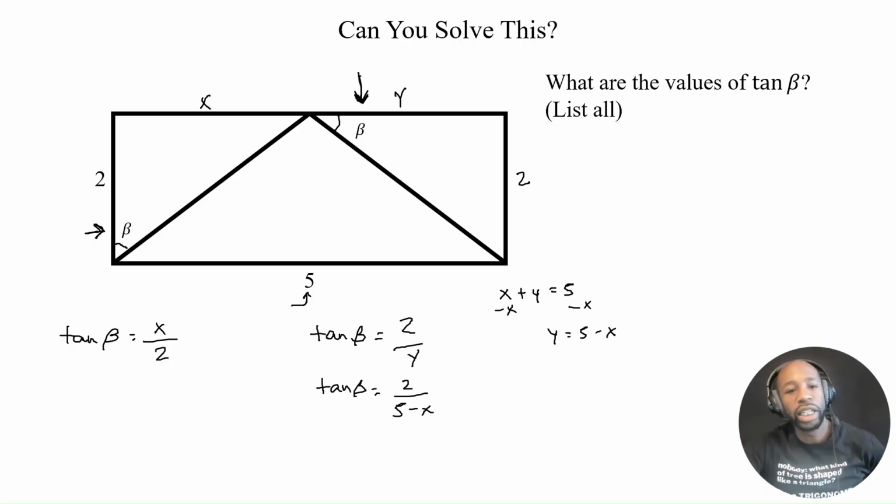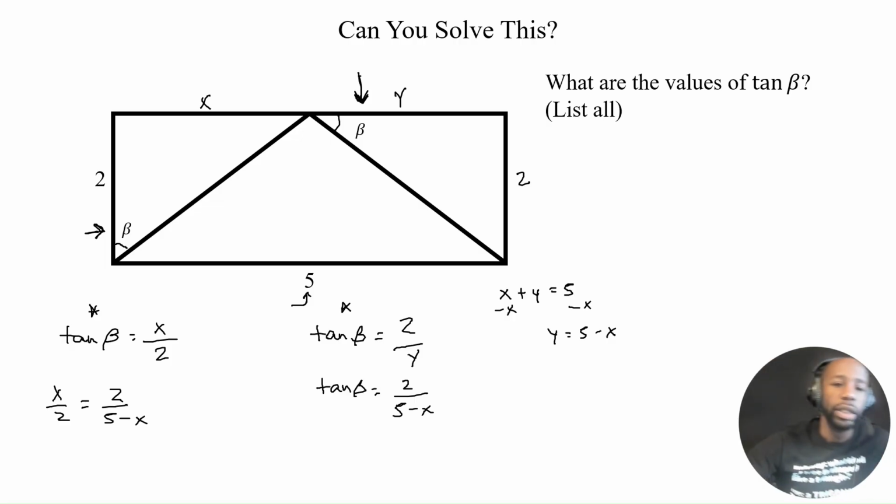And so since tangent beta, I'm going to set these equal to each other. I want to have them in terms of the same variable so that I can actually find values, if that makes sense. All right, so now I'm going to set tangent beta equal to tangent beta. So in other words, x over 2 should be equal to 2 over 5 minus x, right? So now we have x times 5 minus x is equal to 4 when you cross multiply.